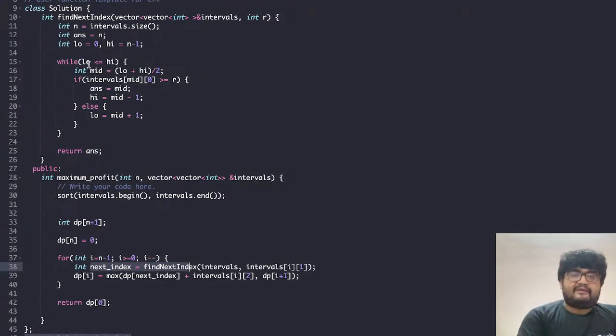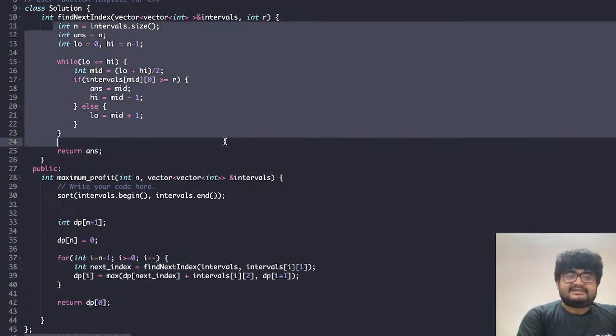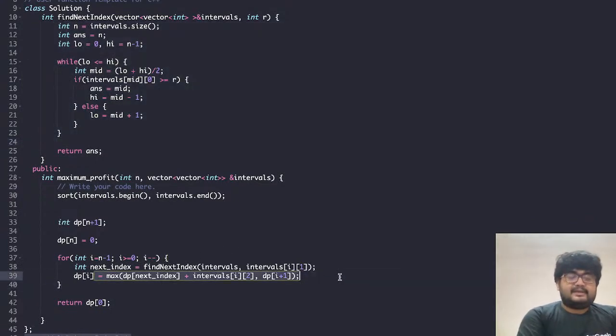So that's what we're doing here. We're binary searching for the next index from where we can choose, and then we are doing a dp of next index plus the intervals profit here, comma dp i minus 1.